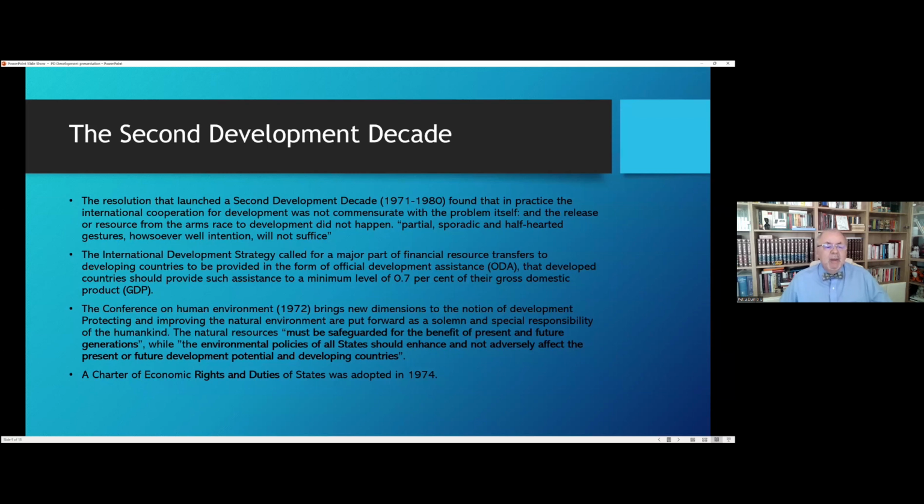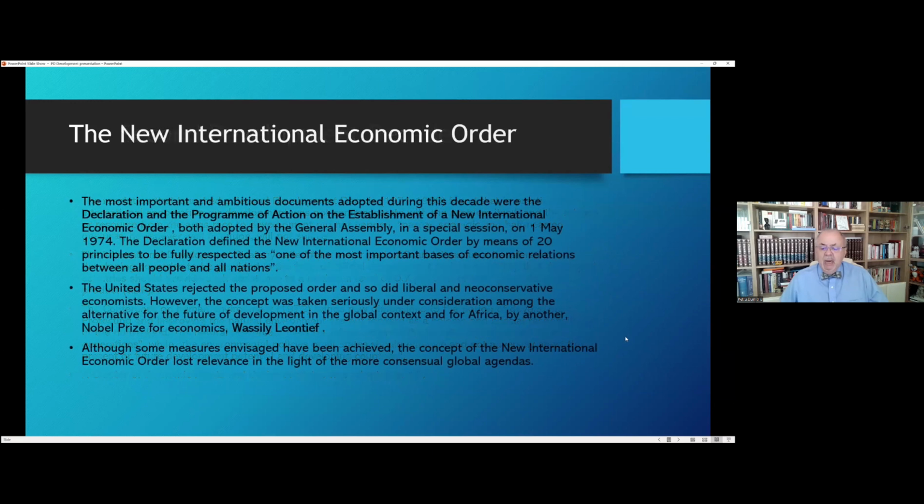So then, more or less, the practice was continued. The General Assembly launched a new development decade, the second one. The resolution that launched that decade recognized that partial, sporadic, and half-hearted gestures, however well-intended, will not suffice. So it is a kind of statement that the development decade was a good initiative, but it didn't produce the expected results.